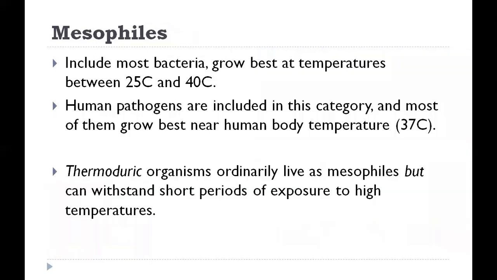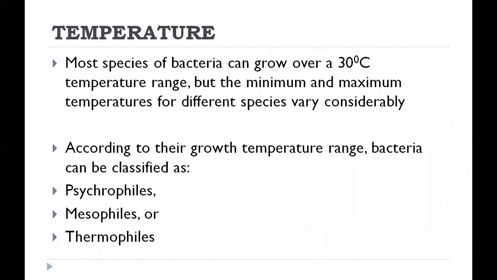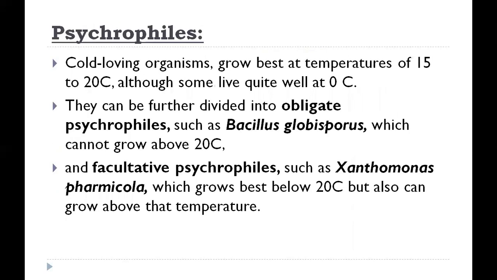So in your books, just write down this second point, give number 2 and write down temperature. Underline temperature. Under that, write down these three terms: psychrophiles, mesophiles, and thermophiles, one below the other. And in front of each term, mention the temperature range.